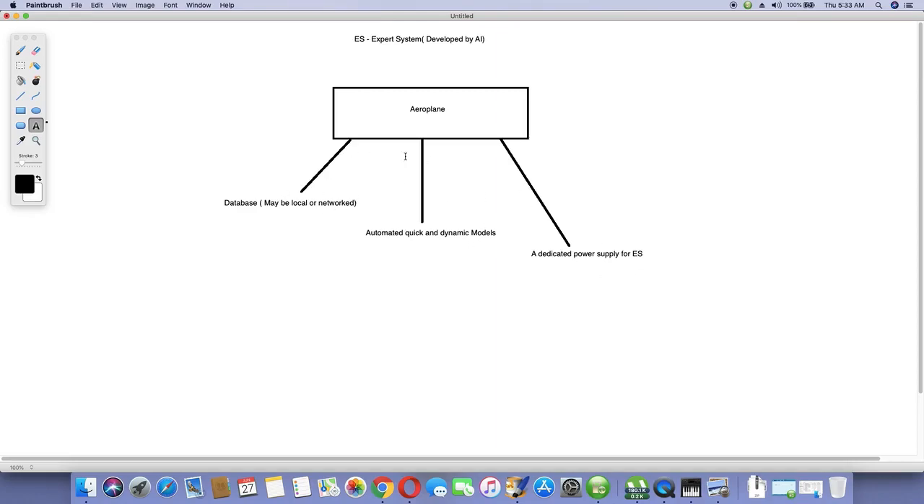Now I'm going to show you how an ES system works, and that is a conceptual idea, not actually how it's done. You have to get a better idea and study about that.